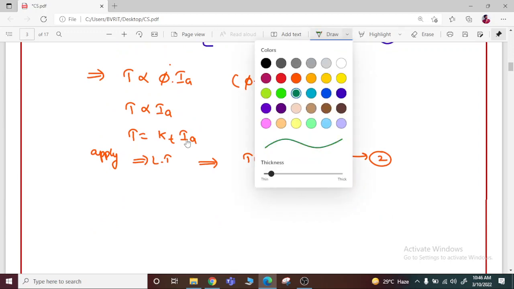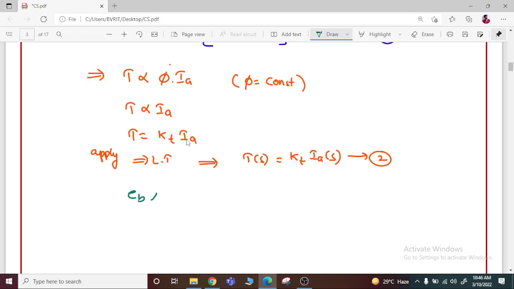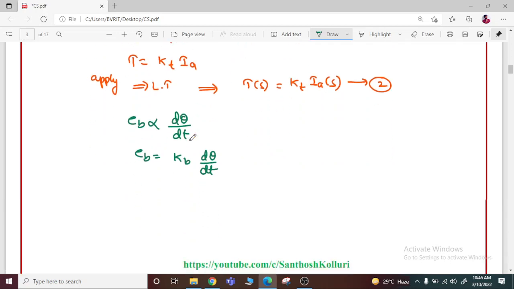Next, back EMF of a motor EB is directly proportional to rate of change of angular displacement theta. So EB can be written as KB into d theta by dt. Applying Laplace transform to this, therefore EB of S is equal to KB into S into theta of S. This is equation number 3.